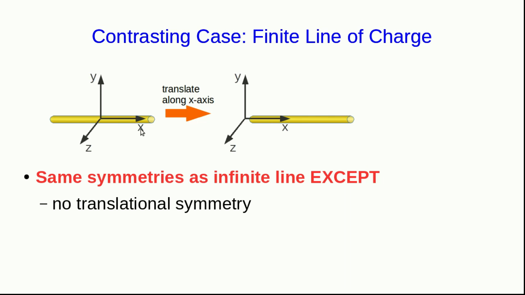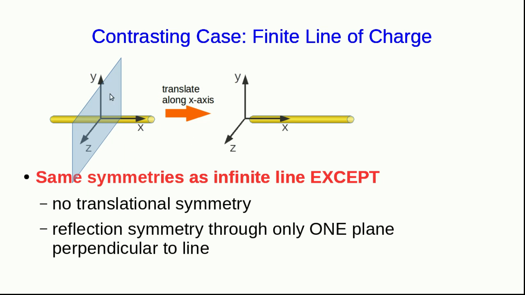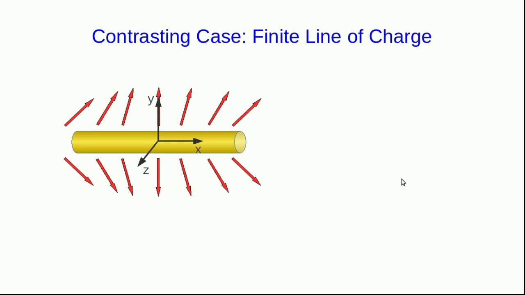Second of all, the less obvious difference is that the infinite line was symmetric under reflections through any plane perpendicular to the line, no matter where that plane was. But for the finite line, the only one of those planes it's symmetric under is the reflection plane right through its center, or in my choice of axes where the origin is at the middle of the line, the yz plane itself. Because the finite line of charge is less symmetric than the infinite line of charge, symmetry tells us less about its field. However, note that symmetry is still very useful.